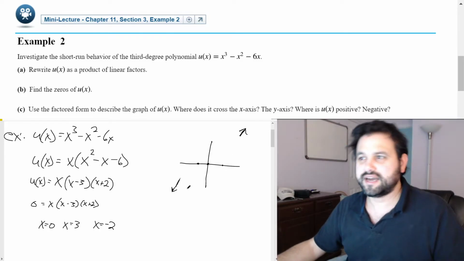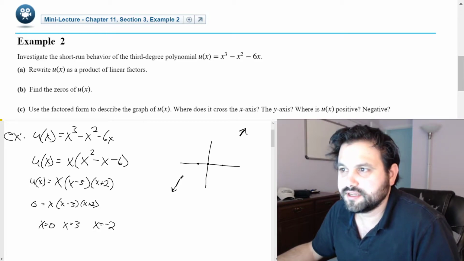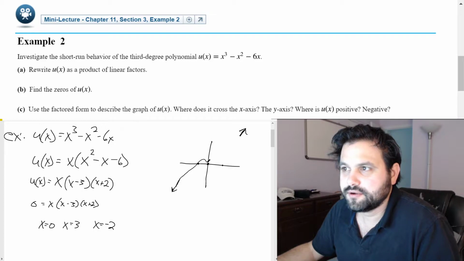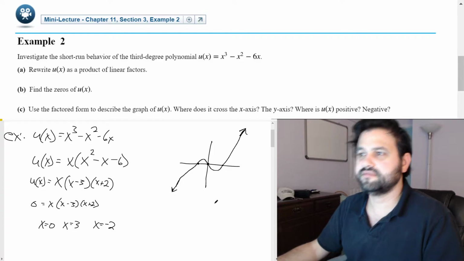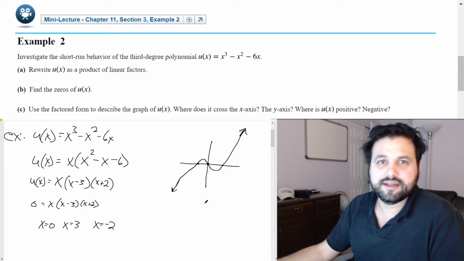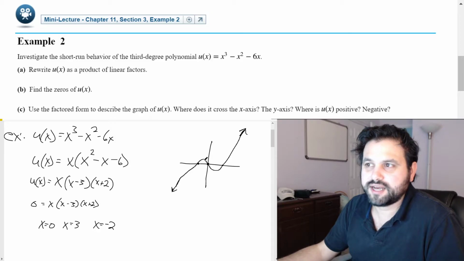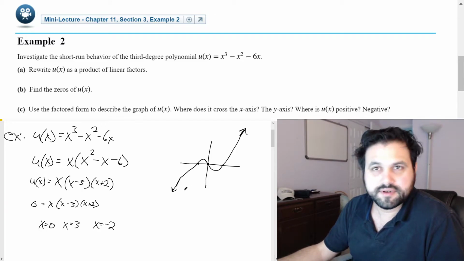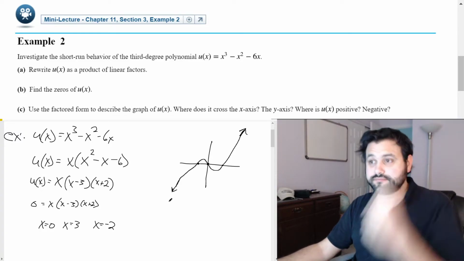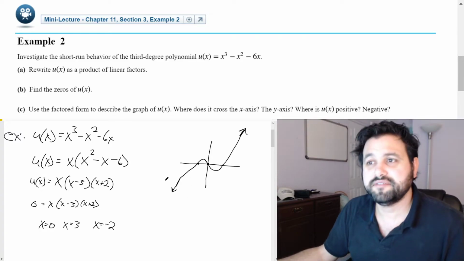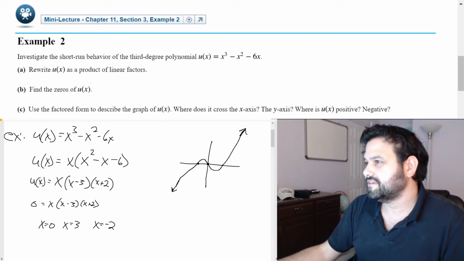Right? And so now I could just kind of fill in and sketch what this might look like. Kind of mess that up a little bit, but we know the general shape of cubic functions, so we can fill that in. We get something like that. So now we can identify where the function's positive, right, in between there and everything after that, where the function's negative, in between there, everything before -2, and so on. Okay?